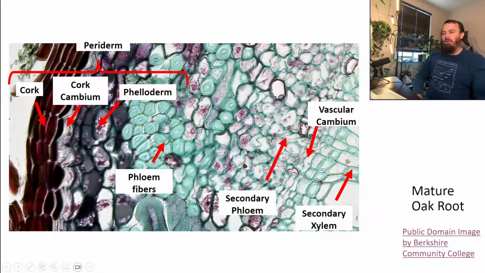Then you have phelloderm on the inside, which is part of the periderm, along with the cork cambium and the cork. Similar to how the vascular cambium works, the cork cambium will produce phelloderm on the inside as a way of storage and protection, and cork on the outside as a way of allowing for protection of the plant. And this replaces the epidermis in perennial plants. So cork cambium and phelloderm are part of the periderm, cork cambium being a secondary meristem tissue.